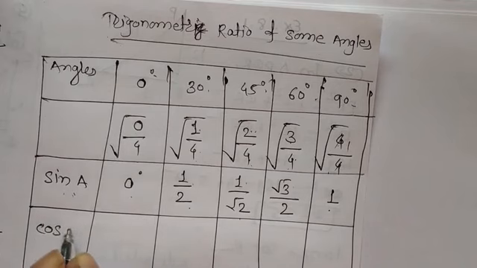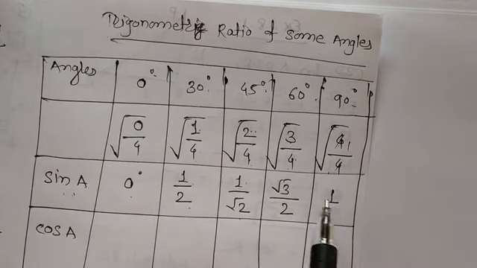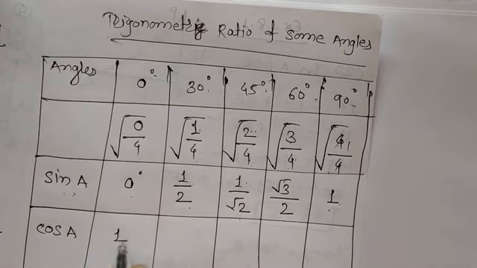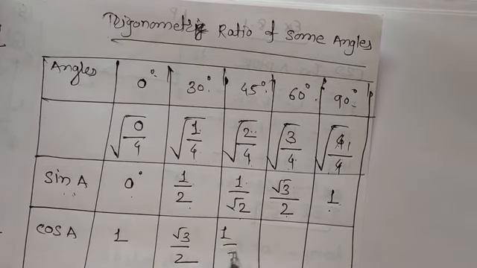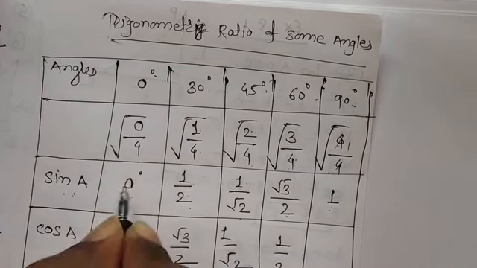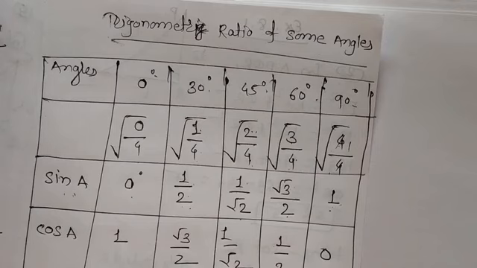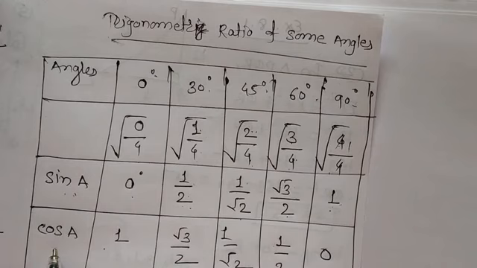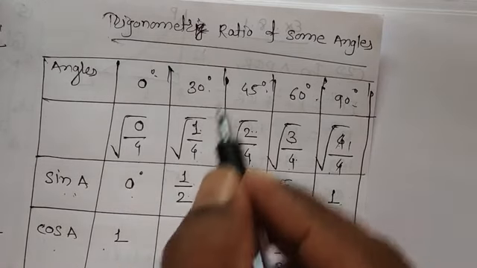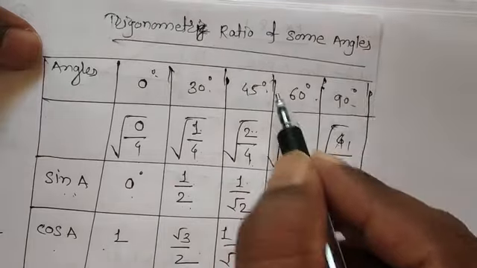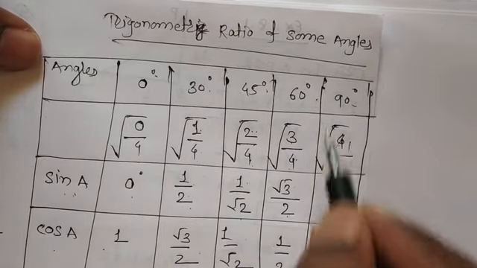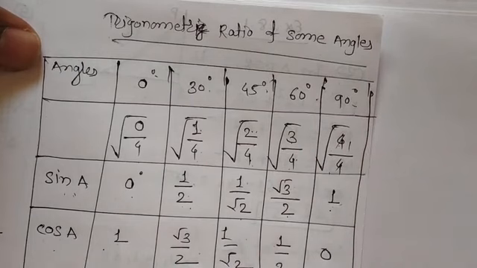Now write all the numbers in reverse form. That is, first write here 1, then root 3 by 2, then 1 by root 2, then 1 by 2, then 0. So all sine values are written in reverse form, and this is cos of angle. Cos 0 is 1, cos 30 is root 3 by 2, cos 45 is 1 by root 2, cos 60 is 1 by 2 and cos 90 is 0.